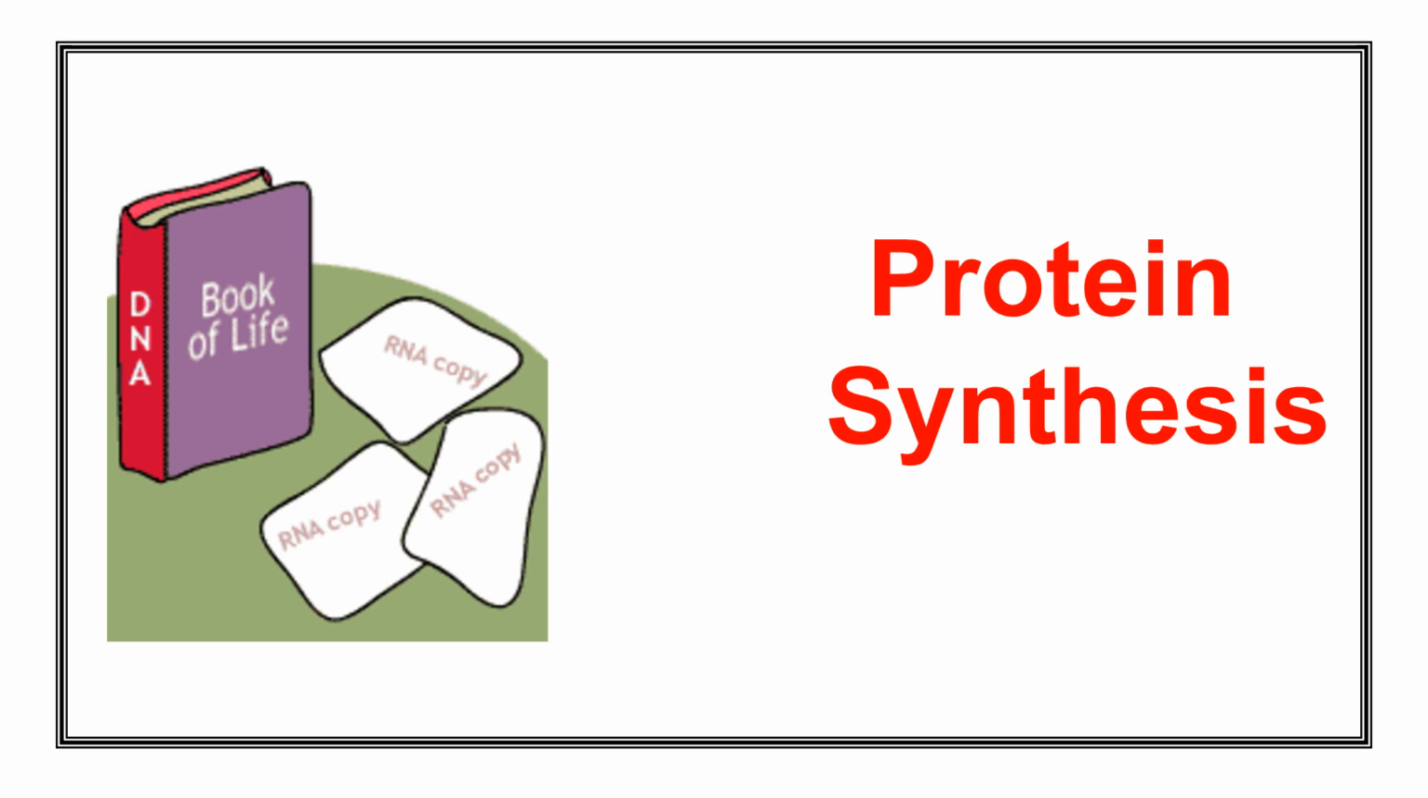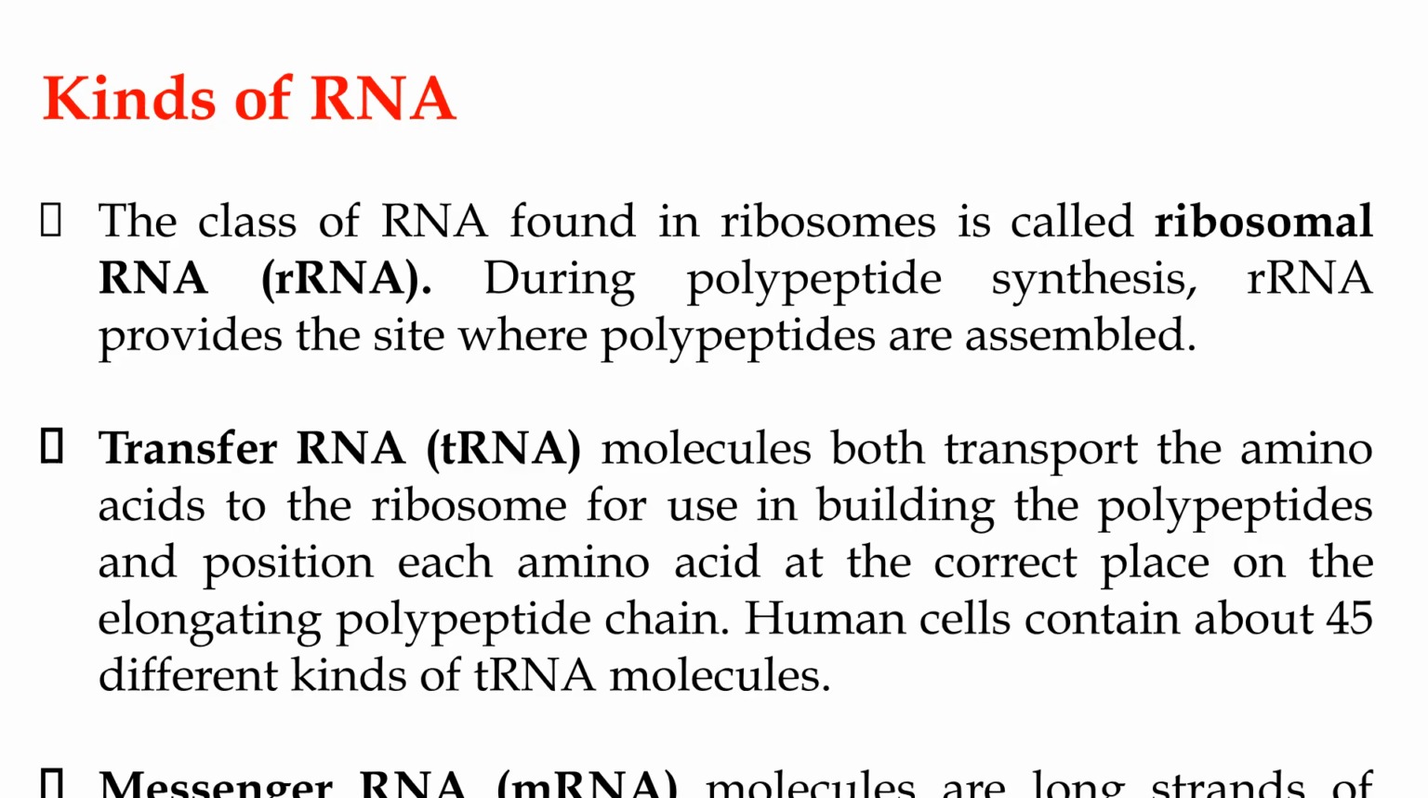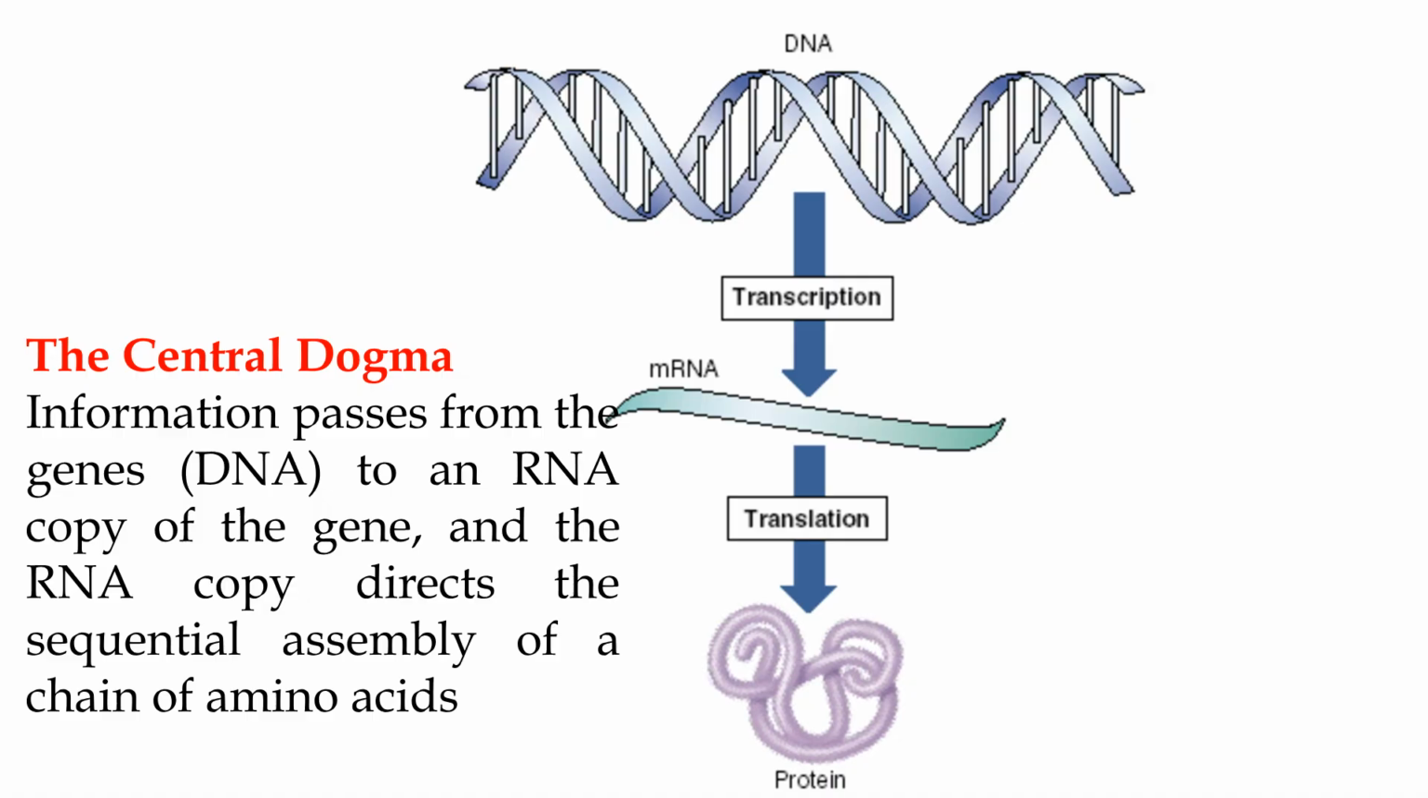This video will explore protein synthesis, a fundamental biological process. There are three main kinds of RNA. Ribosomal RNA, or rRNA, is found in ribosomes and provides the assembly site for polypeptides. Transfer RNA, or tRNA, transports amino acids to the ribosome and positions them correctly. Messenger RNA, or mRNA, is transcribed from DNA and directs the amino acid assembly.